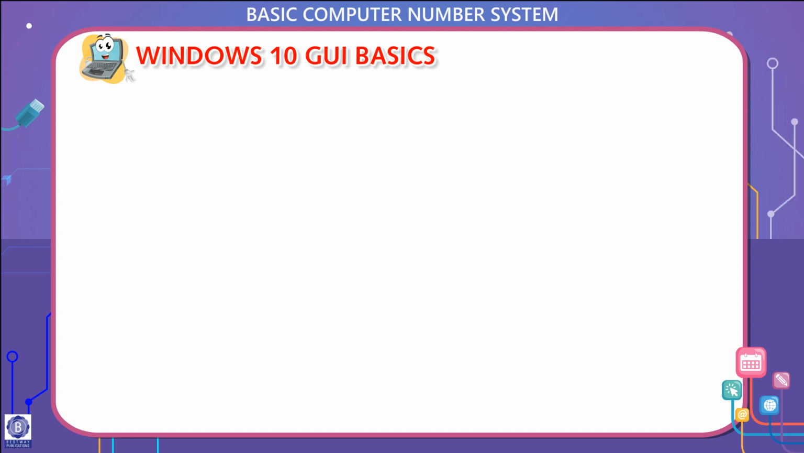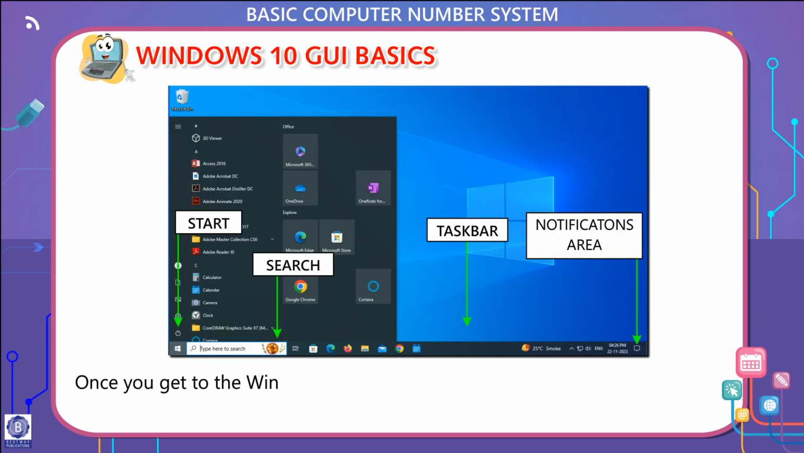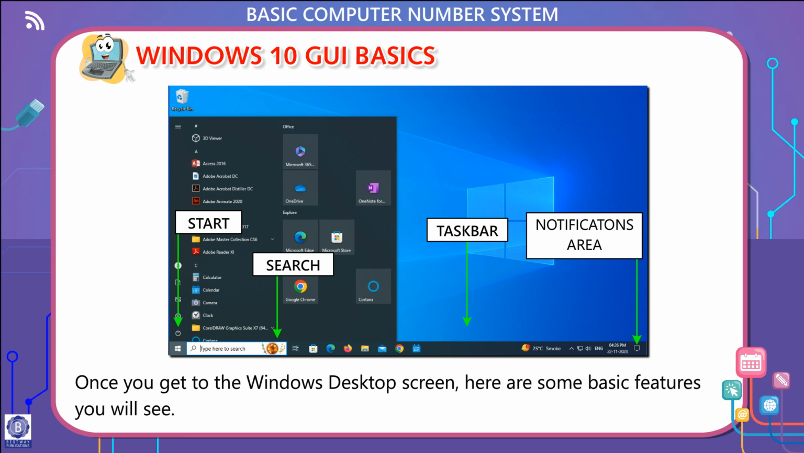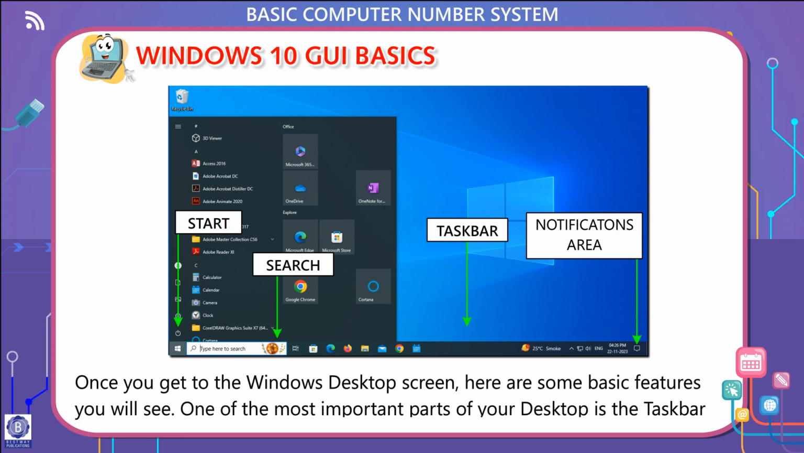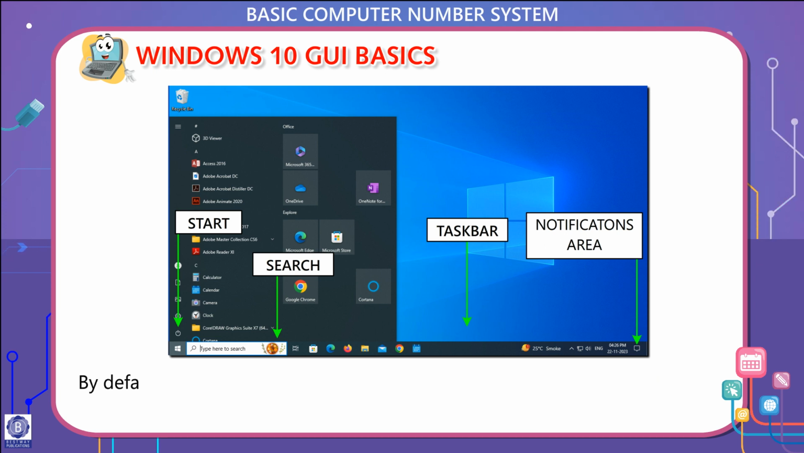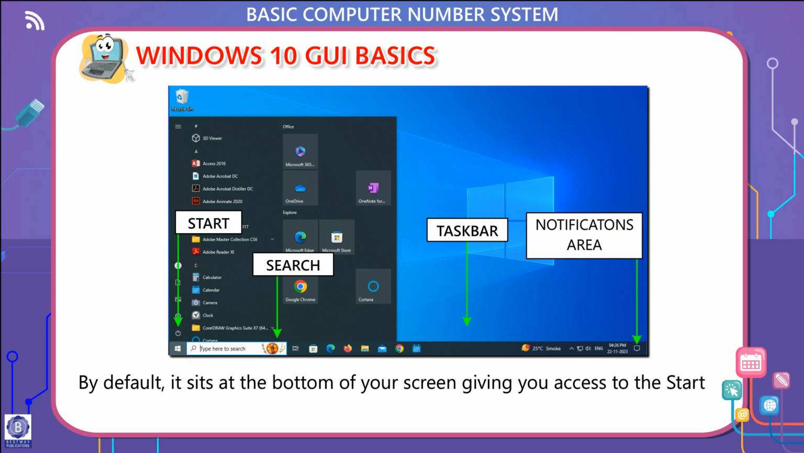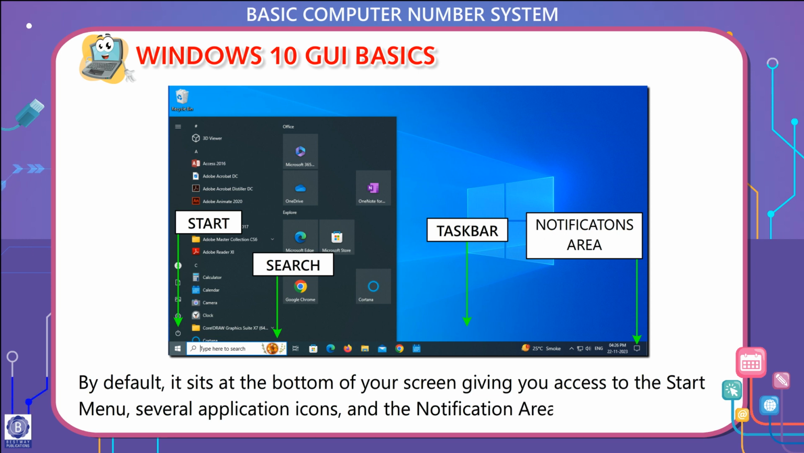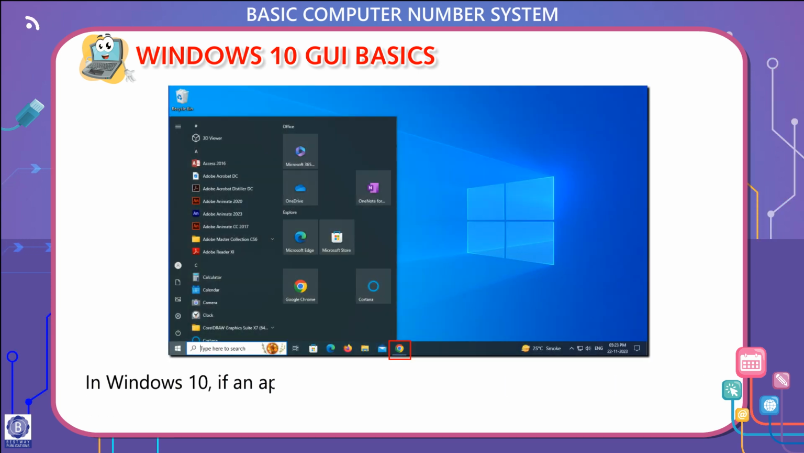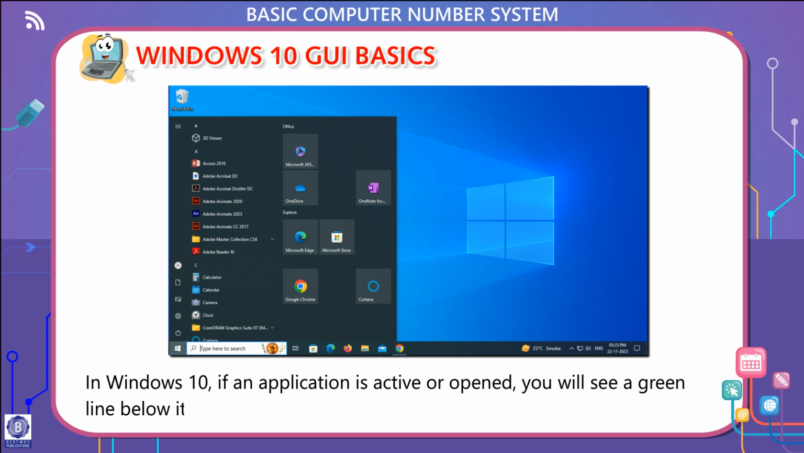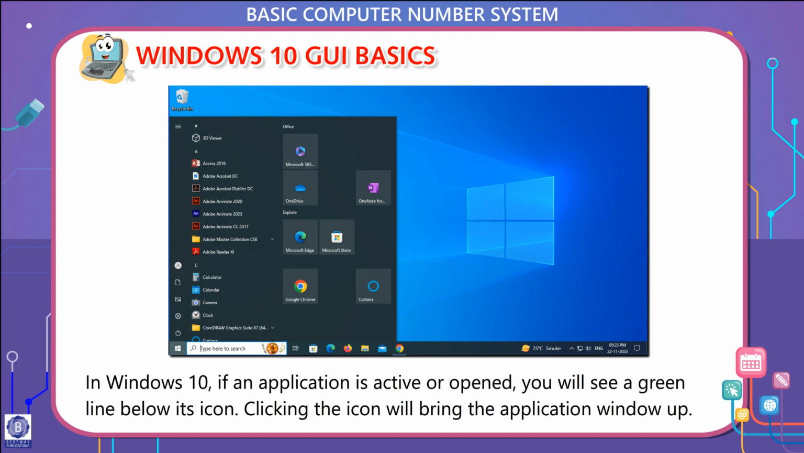Windows 10 GUI Basics. Once you get to the Windows desktop screen, here are some basic features you will see. One of the most important parts of your desktop is the taskbar. By default, it sits at the bottom of your screen, giving you access to the Start menu, several application icons, and the notification area. In Windows 10, if an application is active or opened, you will see a green line below its icon. Clicking the icon will bring the application window up.